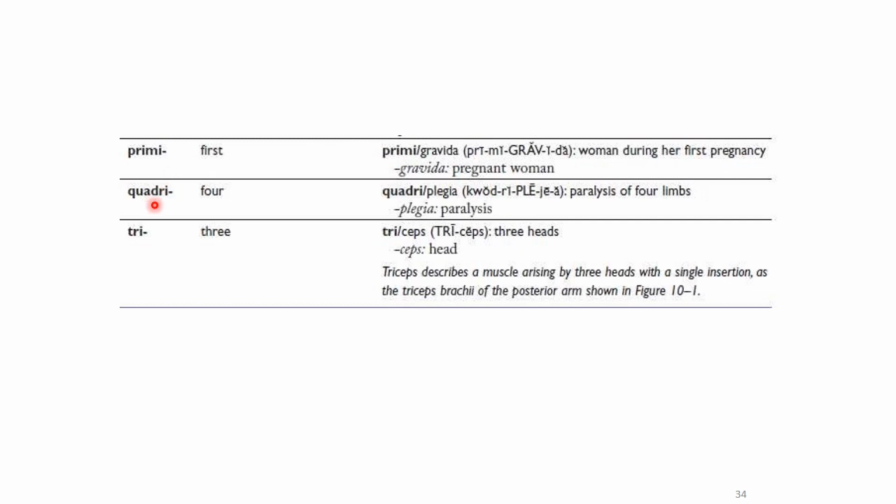Then quadri. Quadri means four. And the word analysis for the prefix quadri is quadriplegia. So we have already seen plegia is paralysis. So quadriplegia is paralysis of four limbs. Then tri. Tri means three. And the word analysis for the prefix tri is triceps. So in triceps, ceps means head. So triceps means three heads.